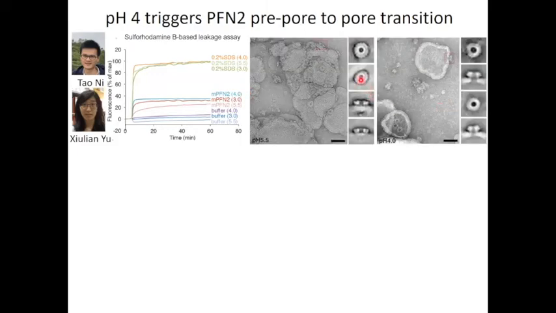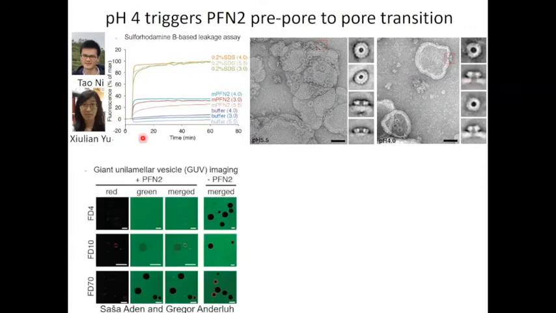So now what you can see here are some more electron microscopy images. Here's the pre-pore form. You can see it sitting on the membrane, and the membrane is still intact here. And then if we reduce the pH to pH 4, we get a hole forming. You can see the hole forming very clearly here through the membrane.